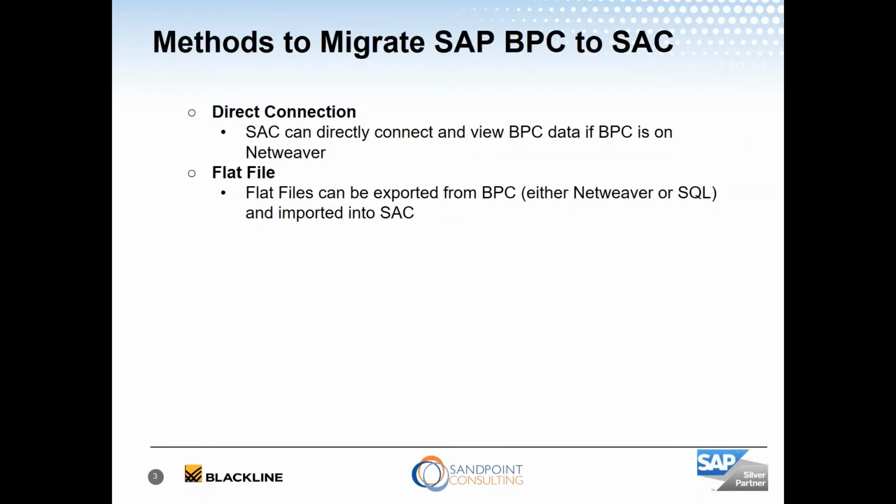There are two methods to migrate BPC to SAC. One of them is a direct connection method where SAC can directly connect and view BPC data if BPC is on NetWeaver, and the other method is a flat file method where flat files can be exported from BPC, either NetWeaver or SQL, and imported into SAC. And this latter method of flat files is what we're going to be doing in this video.